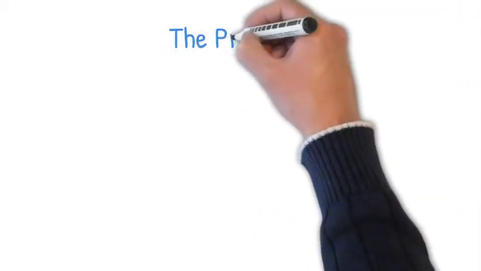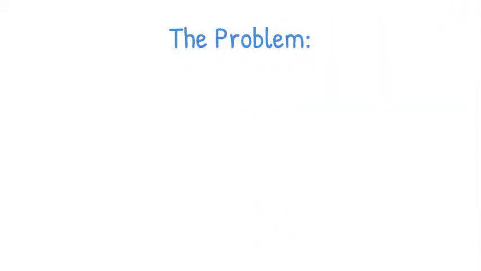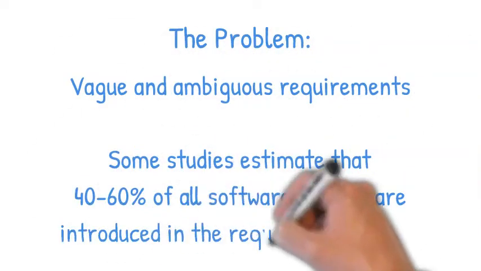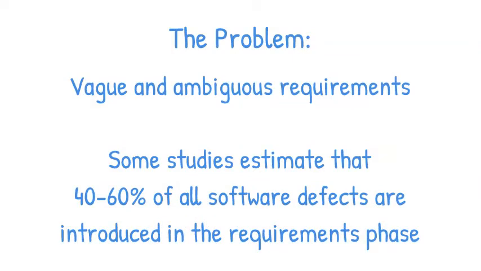Let's start this introduction with a definition of the problem we are trying to solve. Software teams are often presented with vague and ambiguous requirements. Studies have found that between 40 and 60% of all defects can be traced back to poorly written or misunderstood requirements. Sadly, my own experience backs this up.